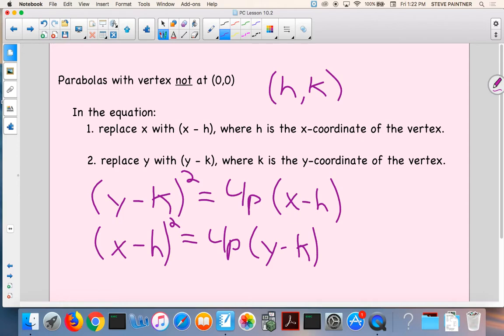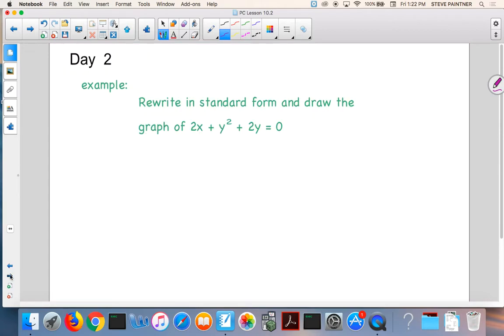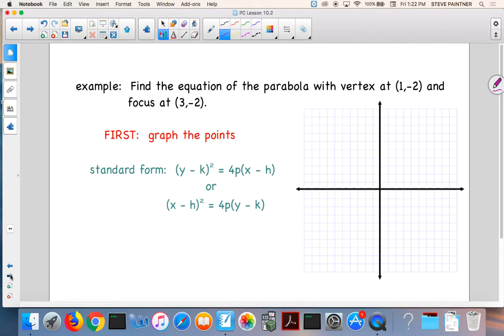We just want to get right into using them. These problems can get kind of long. We're going to skip example 2, this first one, because it's the most involved one. We're going to come back to it. We're going to jump right to this second example at the bottom of the page in your next page of notes. Find the equation of the parabola with vertex at (1, -2) and focus at (3, -2).